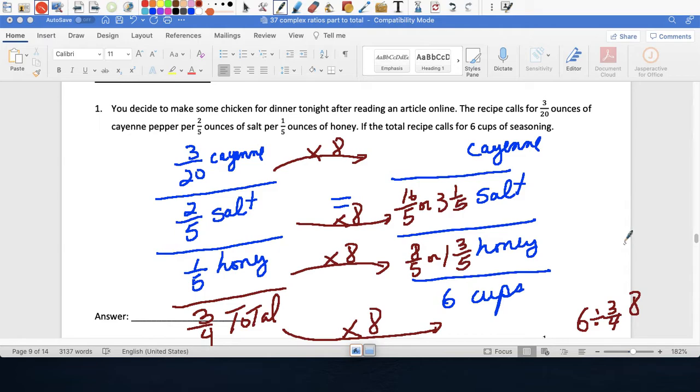And here we get 8 times 3 over 20, so we get 6 over 5, or 1 and 1/5. So if you add 1 and 1/5 plus 3 and 1/5 plus 1 and 3/5, you get 6. Okay.